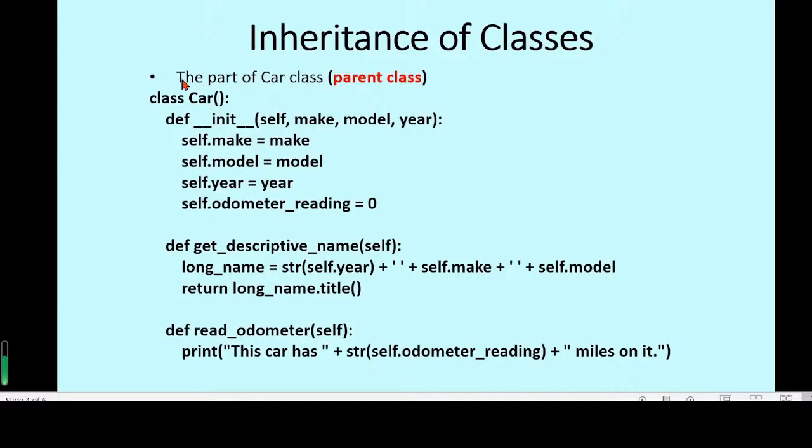So this is the Car class. The Car class is the parent class in this case. We have seen the Car class with three inputs for make, model, and year when you create an instance of this class, and inside the __init__ method we also define odometer_reading with a beginning value of 0, and there are several methods. We only show two methods here. For example, get_descriptive_name for this car's information, and read_odometer for this car's odometer information.